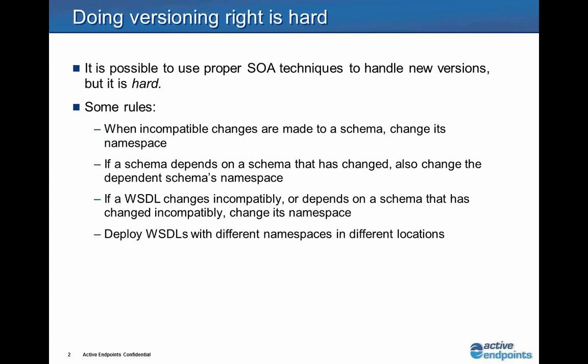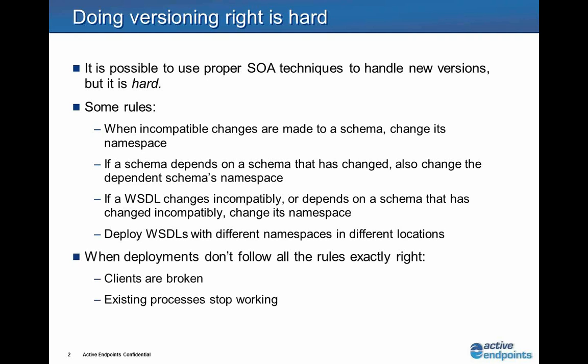And then for WSDLs that depend on schemas, which is most of them, when the schema has changed its namespace, you need to change the namespace of the WSDL, and you need to make sure you put the WSDLs in different locations in your catalog, or in different basically dereferenceable locations, so that you can get them by WSDL location and get the right one. And similar with schema, it's just really tricky.